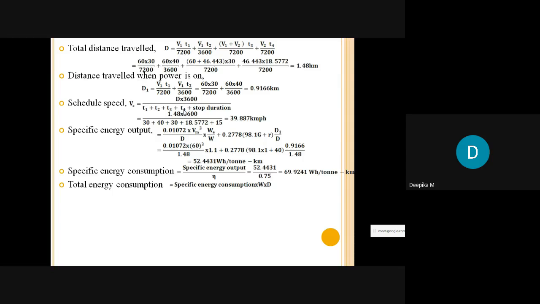Total energy consumption is nothing but what? It is specific energy consumption into W into D. Here you can see specific energy consumption we have calculated. To calculate the energy consumption, we have to multiply specific energy consumption into W into D, that is weight of the train into distance traveled. So hence it is 20.697 kilowatt hour.